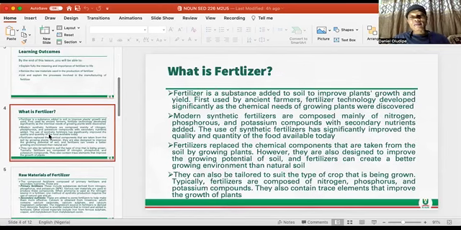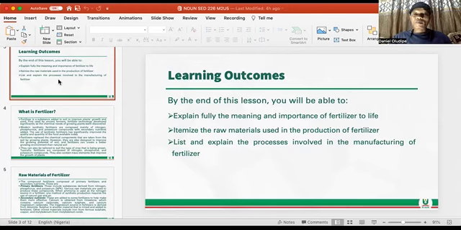Now, what is fertilizer? Who among you can tell us the meaning of fertilizer? What is fertilizer? I want somebody to tell us the meaning of fertilizer, please.